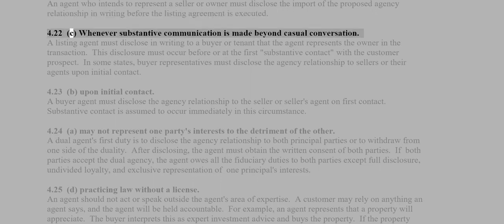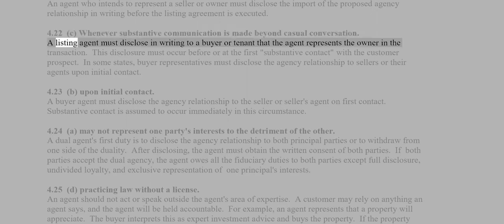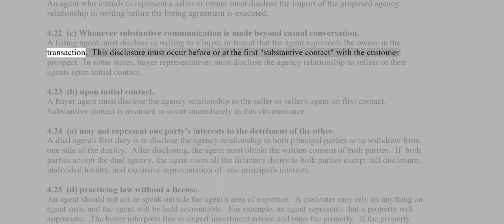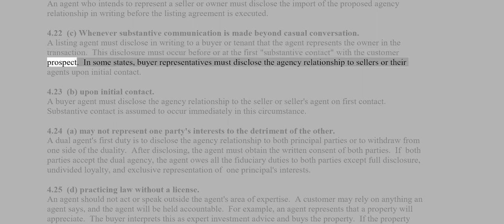4.22 c. Whenever substantive communication is made beyond casual conversation. A listing agent must disclose in writing to a buyer or tenant that the agent represents the owner in the transaction. This disclosure must occur before or at the first substantive contact with the customer prospect. In some states, buyer representatives must disclose the agency relationship to sellers or their agents upon initial contact.